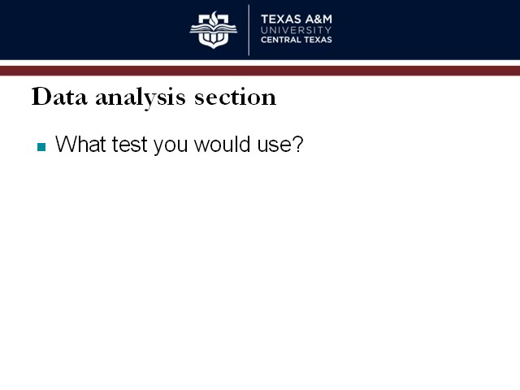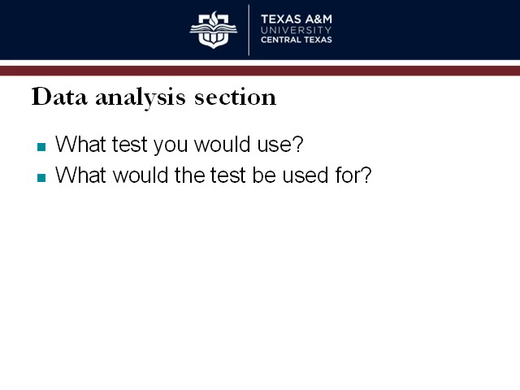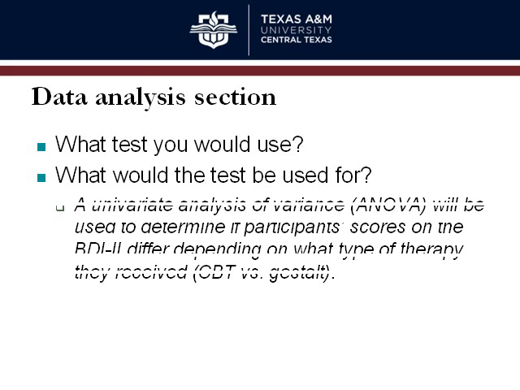Things you want to talk about: what test you would use. ANOVA would be used. Pearson correlation coefficient would be calculated. A mixed model analysis of variance would be used. And then what would the test be used for? Be used to see if this is greater than this, see if this is related to this, whatever. An example: a univariate analysis of variance, ANOVA's abbreviation, will be used to determine, so I said what it is, what's it going to be used for? Well, it's going to be used to determine if participants' scores on the BDI-2 differ depending on what type of therapy they receive, CBT versus Gestalt.